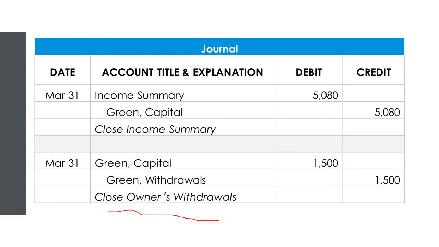Now, just a quick little review. Anytime we close revenue, it's always going to say revenue as our debit, income summary as our credit. When we close expenses, it's going to have income summary as our debit and our expenses as our credits. When we close income summary, if we have a net income, it will have income summary as our debit and capital as our credit. Whereas if we have a net loss, our capital will be our debit and our income summary will be our credit. Anytime we close withdrawals, it's always going to have capital as our debit and withdrawals as our credit.